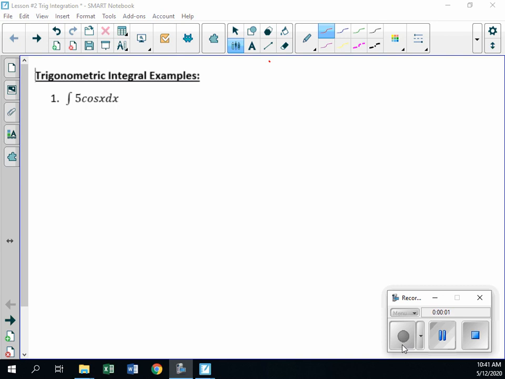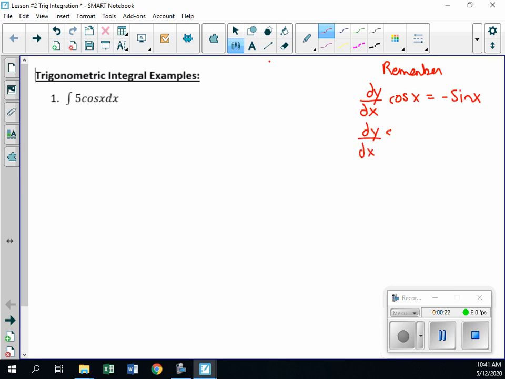Okay, Math 31s. Today we're going to do our integration of trig functions. What I want you to remember is that dy/dx of cos x is negative sine x, and dy/dx of sine x is just cos x. Okay, so those are our derivatives.